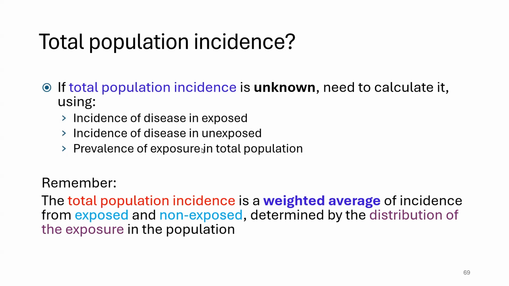If we want to know incidence, we can apply some of these measures of incidence and include consideration of the prevalence in the total population. We can calculate the total population incidence. So keep in mind that this total population incidence is typically some type of weighted average of the incidence from the exposed and unexposed groups, which could be determined by the distribution of the exposure within that particular population.